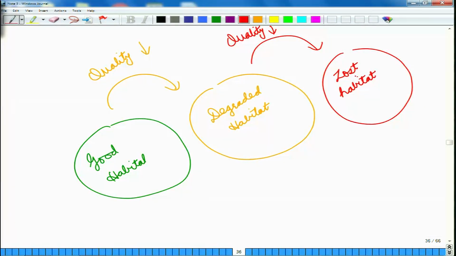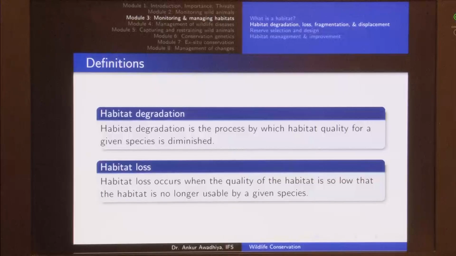Now, in the case of a good habitat, suppose the number of animals is equal to 1000 per hectare. In the case of degraded habitat, we would observe fewer animals, say 700 animals per hectare. In the case of a lost habitat, we would have an even lesser number of animals, or maybe even no animal per hectare.